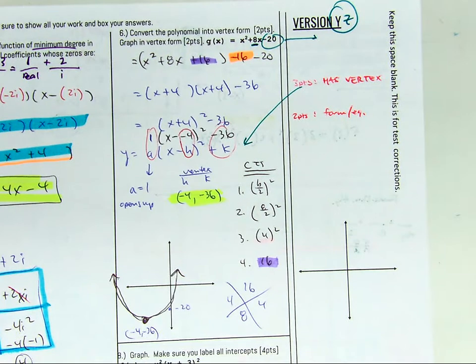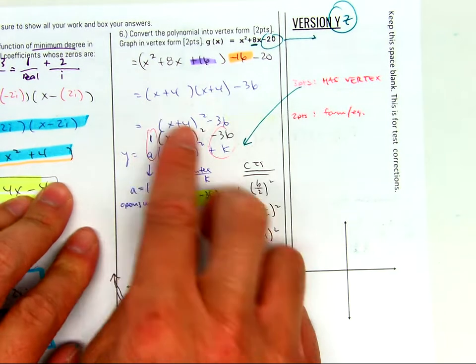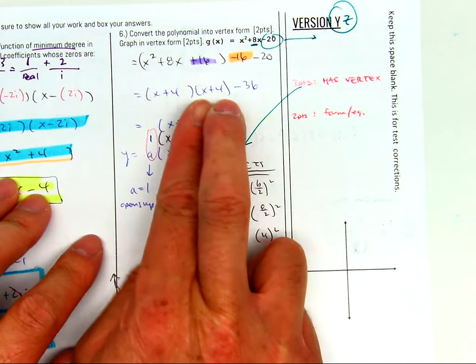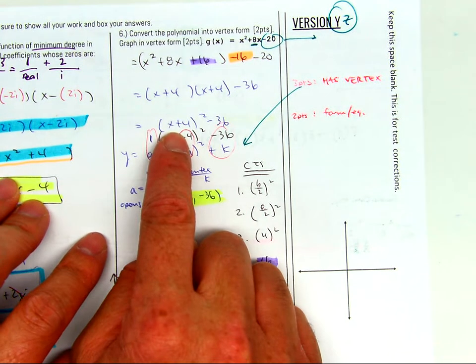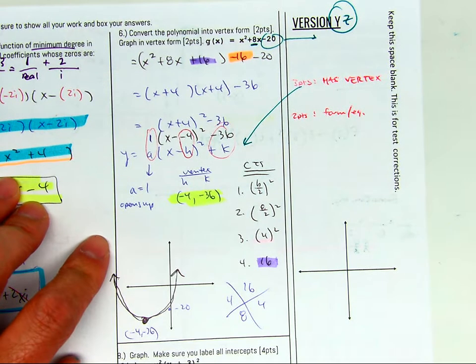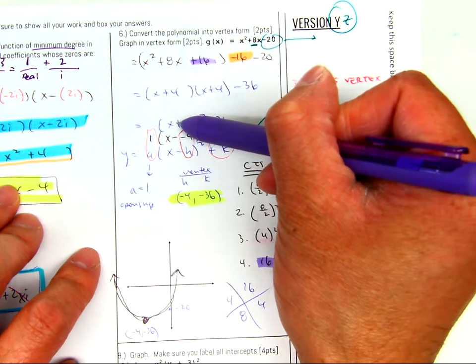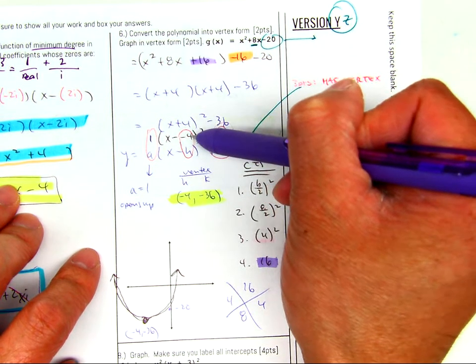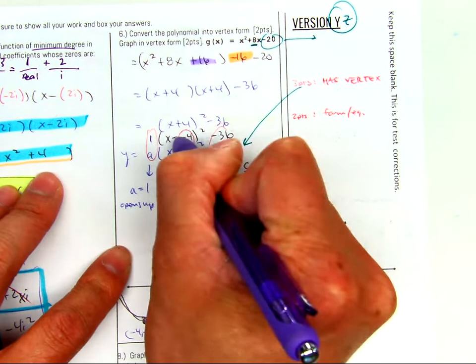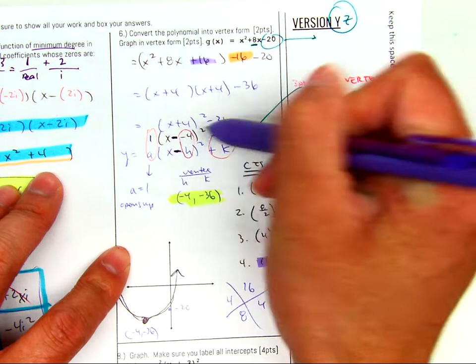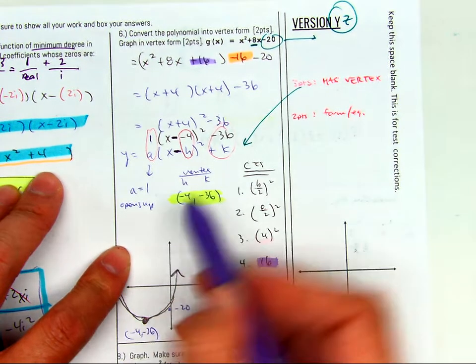When you factor this, you'll get x plus 4 times x plus 4, and you put those together, you get x plus 4 squared minus 36. Notice here you have a positive 4, so you write x minus negative 4. Why? Because if you put it right above the formula, you must have a minus sign. So your h value is negative 4, your k value is negative 36.